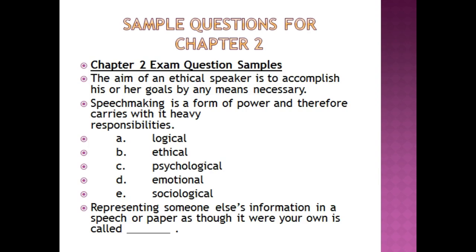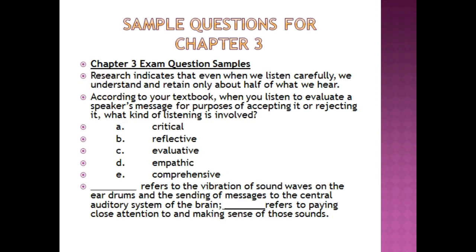Next question. Representing someone else's information in a speech or paper as though it were your own is called blank. And we talked about this in our lessons and in our textbook, when we talked about plagiarism and oral citations. So representing someone else's information as though it were your own is called plagiarism. We can avoid plagiarism simply by giving credit where credit's due, and that's going to be providing those oral citations and also properly formatted references.